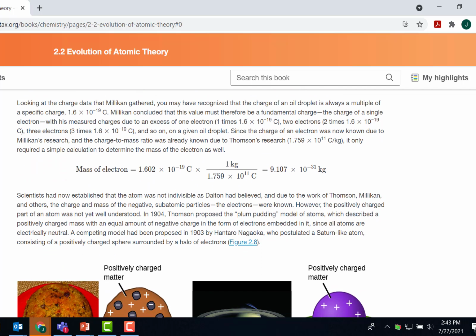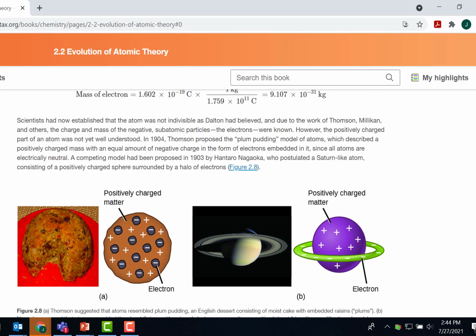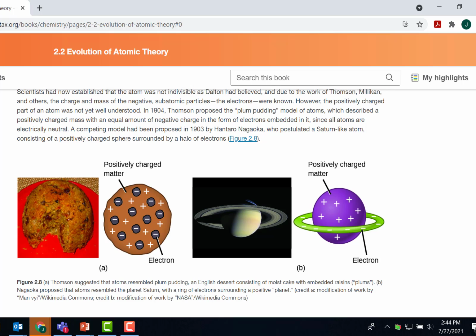From that information, there were some models created for what people thought the atom looked like. So now they knew atoms had things inside them, like electrons. And so what was an atom? What was an atom like?